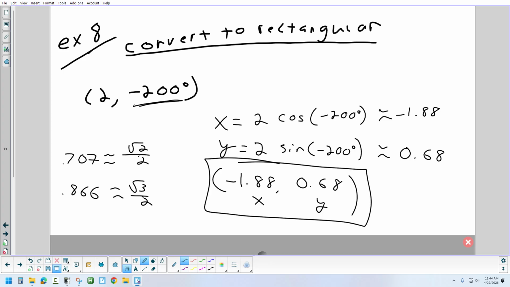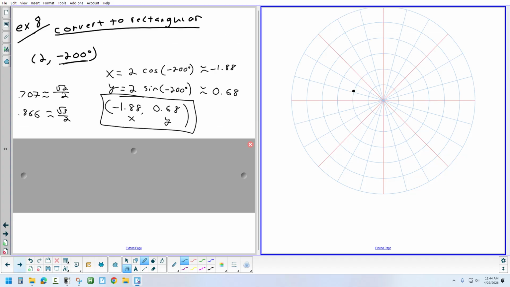So this is the point in polar. This is the exact same point in rectangular. Any questions on that? And I can show it's the same. I think I have a grid up here. So this is the point 2, negative 200. I went 2 units right, and then I rotated 200 degrees clockwise.